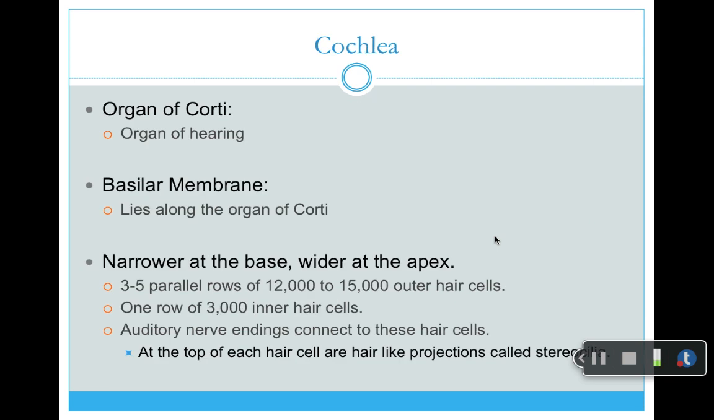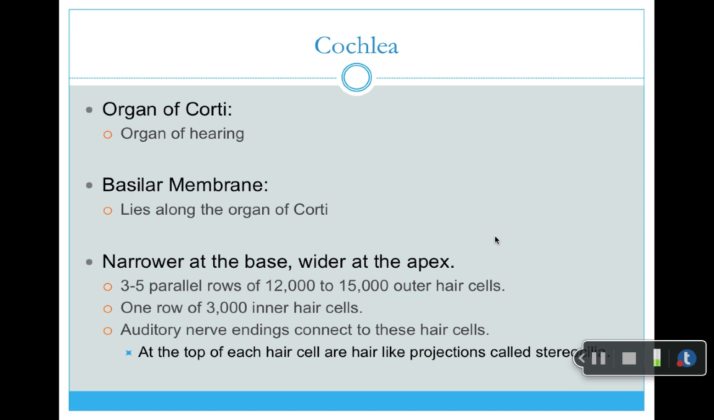Moving on to our cochlea, our organ of Corti, our organ of hearing. This is the inner ear, which processes sounds. In the cochlea is the basilar membrane, and the basilar membrane is narrow at the base and wider at the apex. There are 3 to 5 parallel rows of 12,000 to 15,000 outer hair cells, and one row of inner hair cells.